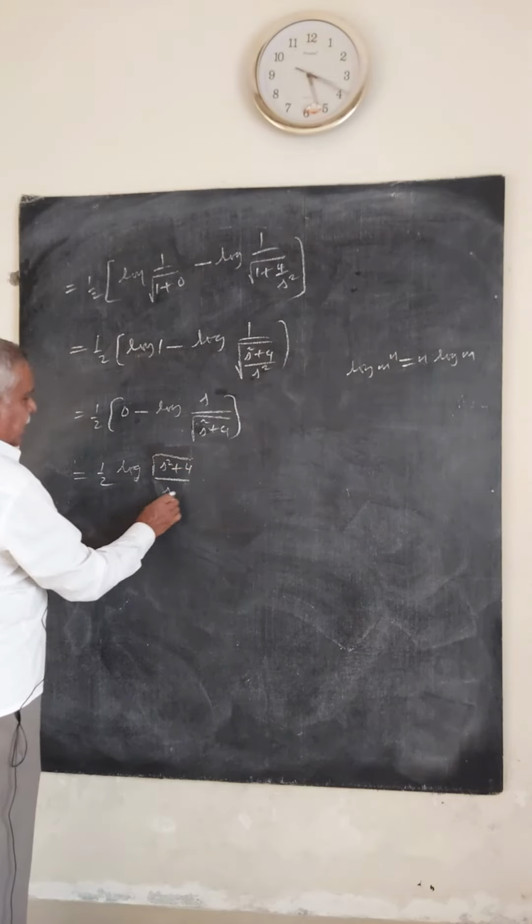log of, taking LCM, root of s square plus 16. s square comes out from the root, s to the numerator. Log 1 is 0 minus log of s by root of s square plus 16. This negative changes up and down. Log of root of s square plus 16 divided by s is the answer.